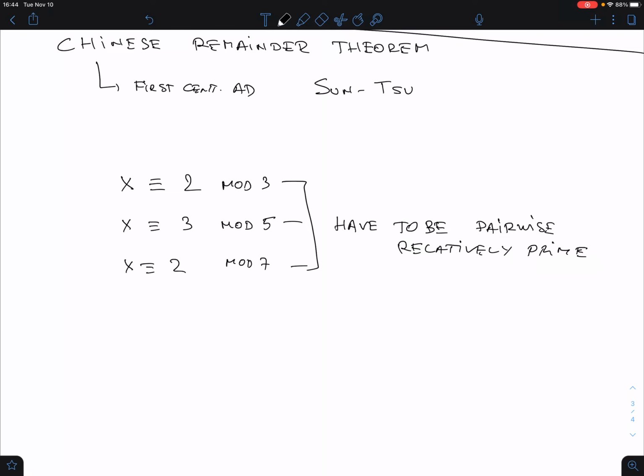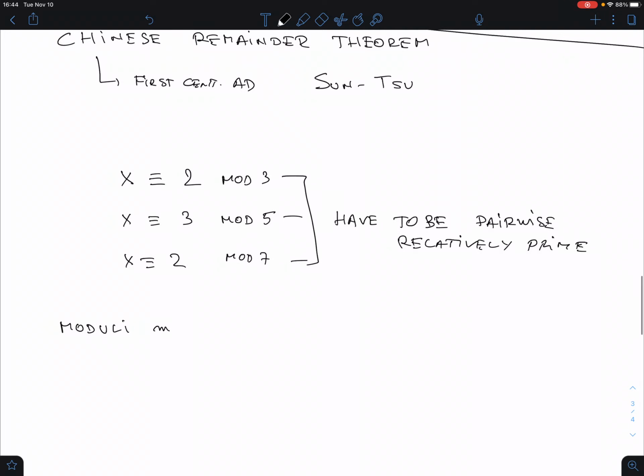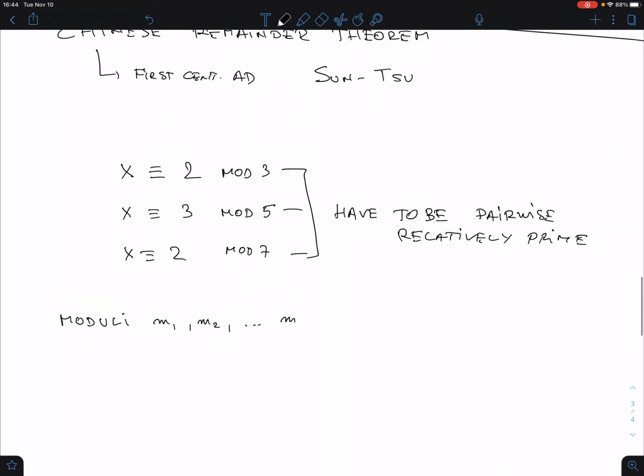Okay, so in general we have moduli. The plural of modulus is moduli. That's a Latin plural that we use. Moduli are in general M1, M2, all the way up to Mk. So there could be k moduli, in this case 3 moduli, and what we need is that they have to be pairwise relatively prime, which perhaps is easier to grasp this way: if you take the prime factorization of each of these numbers, no prime occurs in more than one spot.